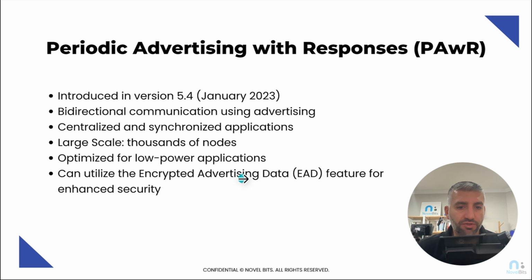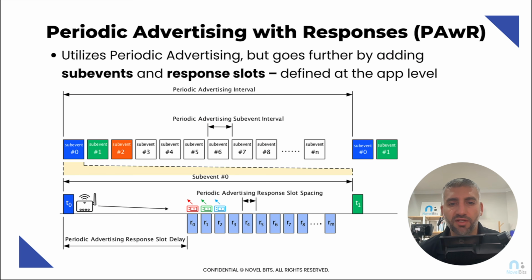There was a new feature that was added along with PAwR in 5.4. We won't cover it in this video, but it's called encrypted advertising data. So it allows you to actually encrypt the data in the advertising packets and be able to decrypt it in a standardized way that is defined in the spec. So let's take a look at what PAwR looks like at the packet level.